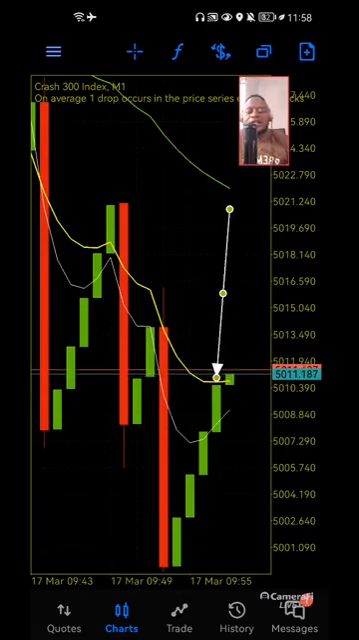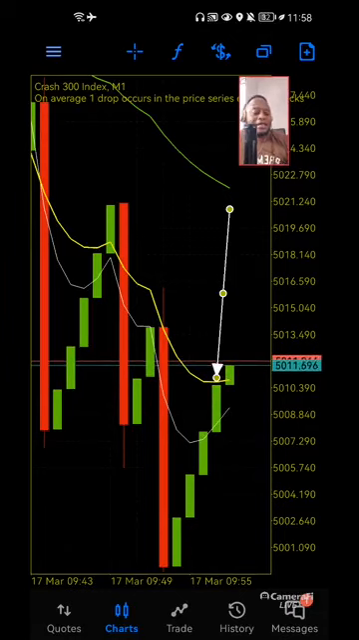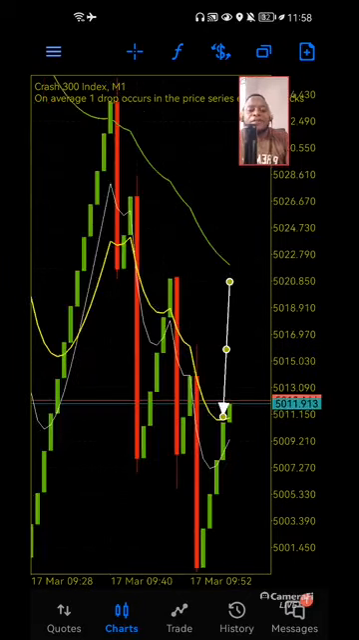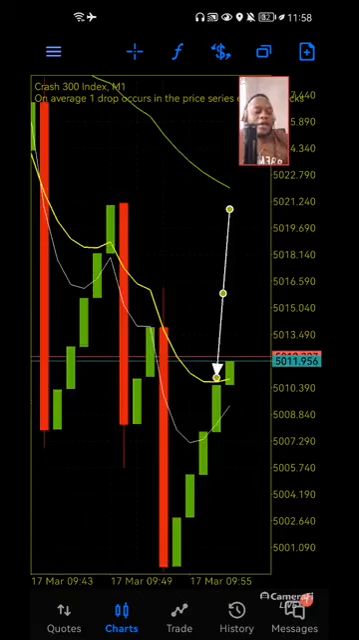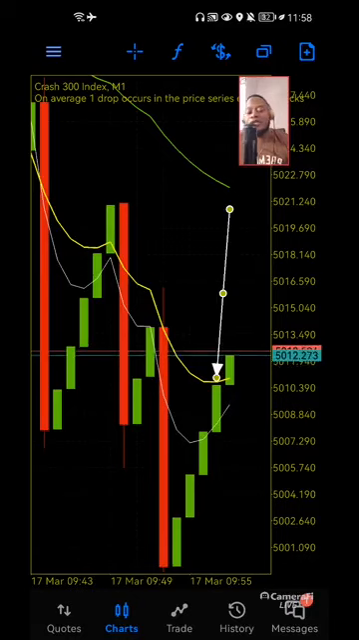Crash 300, it is a sell. We are taking our signal on the 1 minute time frame. Crash 300, it is a sell signal. You are going to get out when you see that five candlesticks, the ticks, have accomplished their job. But for now, Crash 300, it is a sell.